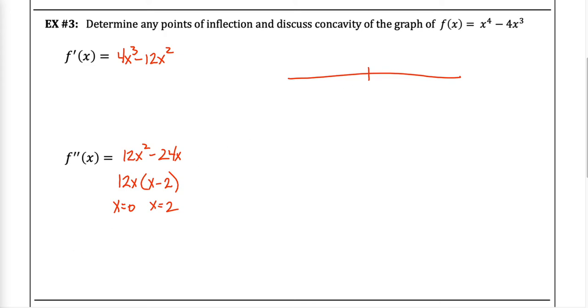Oh, I screwed that up. Do you want to pick the next person? Okay, Magdalene. Now test -1, 1, and 3 into the second derivative.